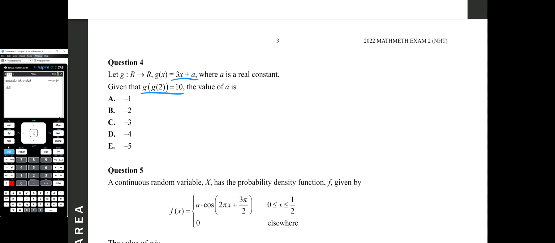So g of x is defined as 3x plus a. Now let's work out the left-hand side of this. So we have g of, we can actually use the var command as well. g of 2, enter, and we get 4a plus 18. So menu 3, 1, and we have 4a plus 18 is equal to 10. Let's solve that for a, and we end up with a equaling -2. And there you go. That's option B.